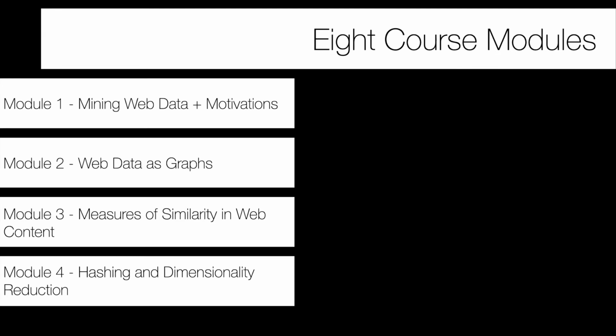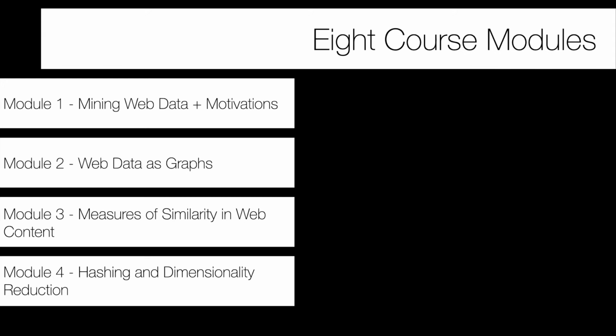Module 4 will talk about hashing and dimensionality reduction. So one of the things you'll see when we talk about graph mining and measures of similarity in web content is you have potentially very high dimensional data based on what is the maximum size of a vocabulary you may have to describe all web pages in the internet. Well, that would be a huge number of columns in a database if you want to look at it that way, or a huge number of fields or features in a machine learning kind of model. And that's often too much, right?